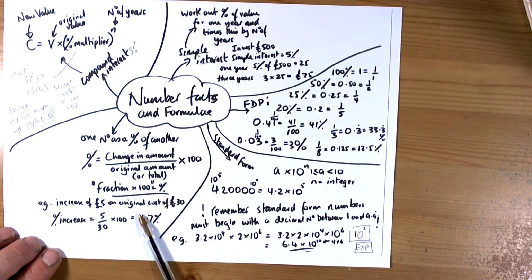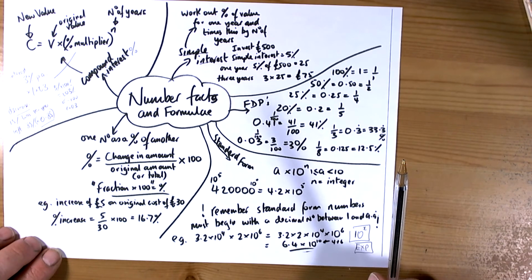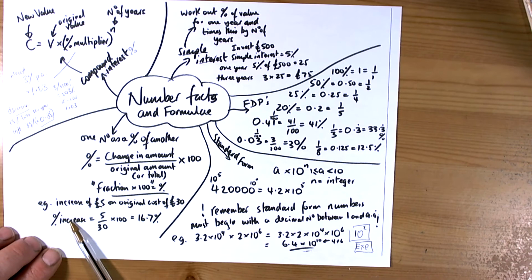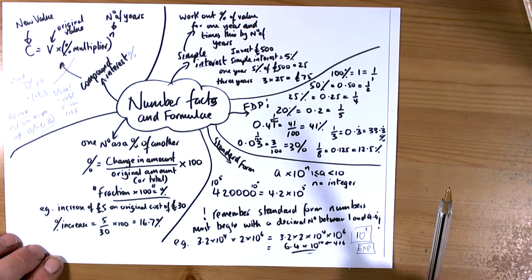So I've given you an example here of how to think through that. There was an increase of £5 on the original cost of 30. What was the percentage increase? So the fraction was 5 over 30 times 100, which gives you 16.7% to one decimal place.